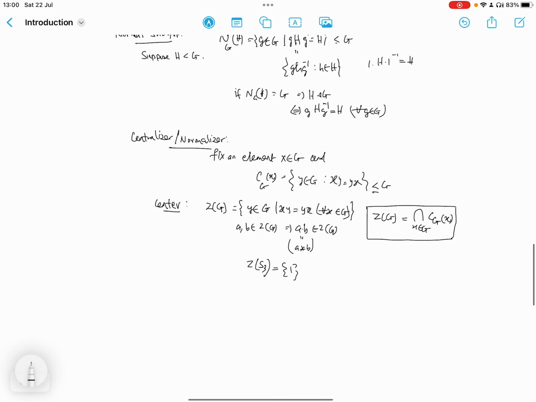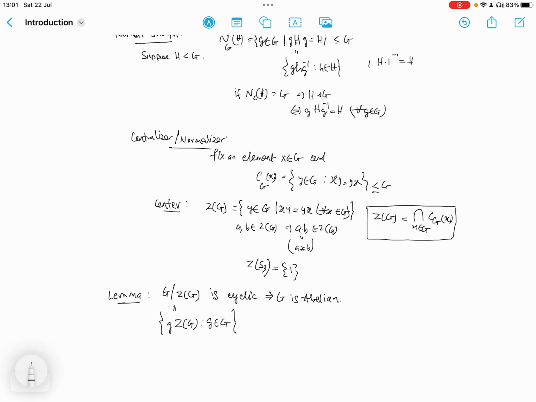And one result we sometimes may need during classification, a lemma, is G mod Z of G. So what is this? This is just the set of all left cosets of G inside its center. If this is cyclic, it implies G is abelian.